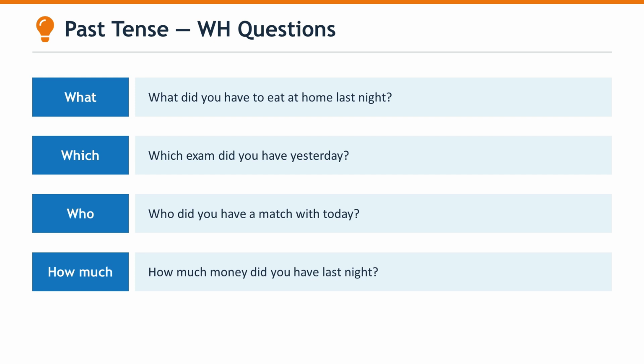What did you have to eat at home last night? Here, we use what to ask about the thing. The second question. Which exam did you have yesterday? Here, we use which to ask about a specific exam.